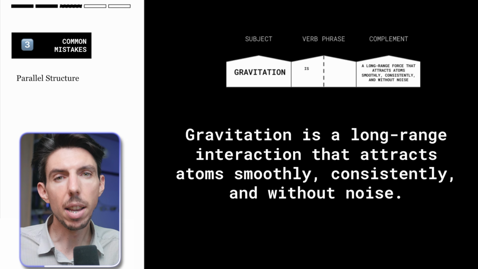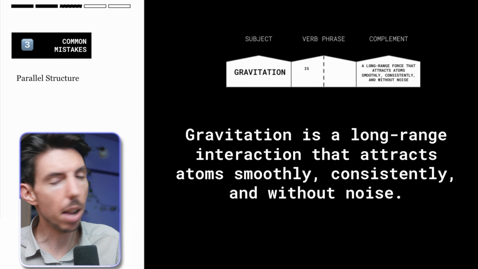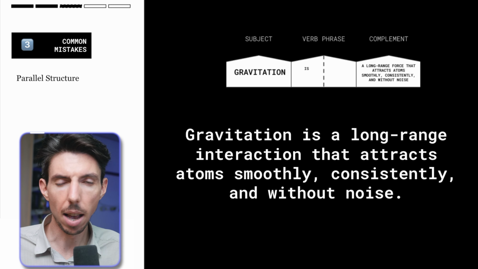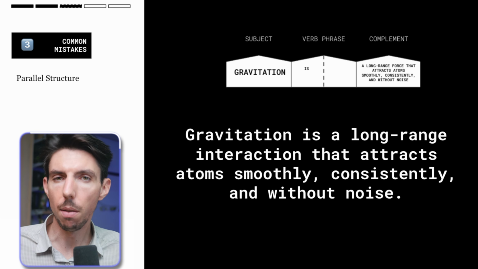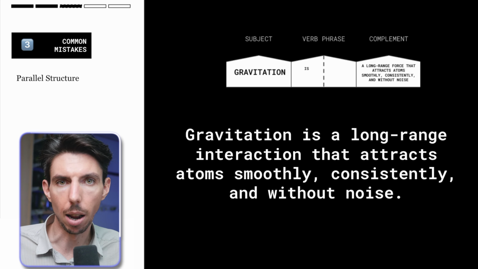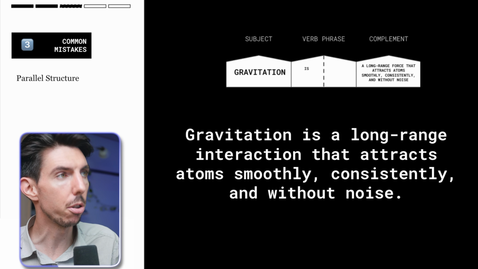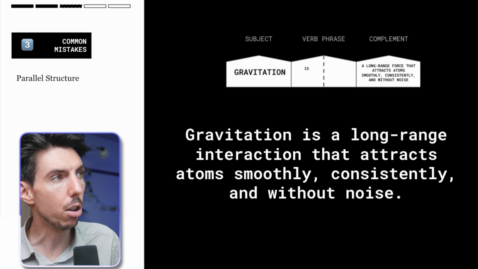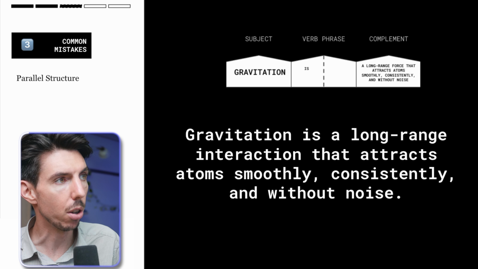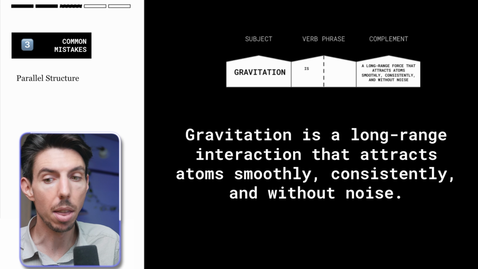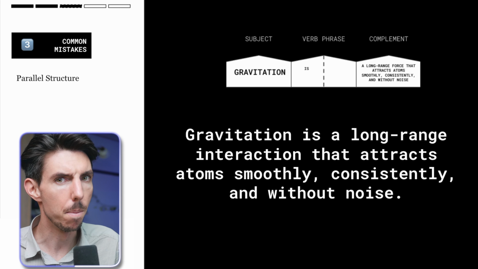The first common mistake is about parallel structure, and I'm not going to tell you what's wrong with it just yet. I'm just going to show you an example of these common mistakes and see if you pick up on it. So in this case, we have a parallel structure. In the sentence, it says, gravitation is a long-range interaction that attracts atoms smoothly, consistently, and without noise. What's wrong with that?